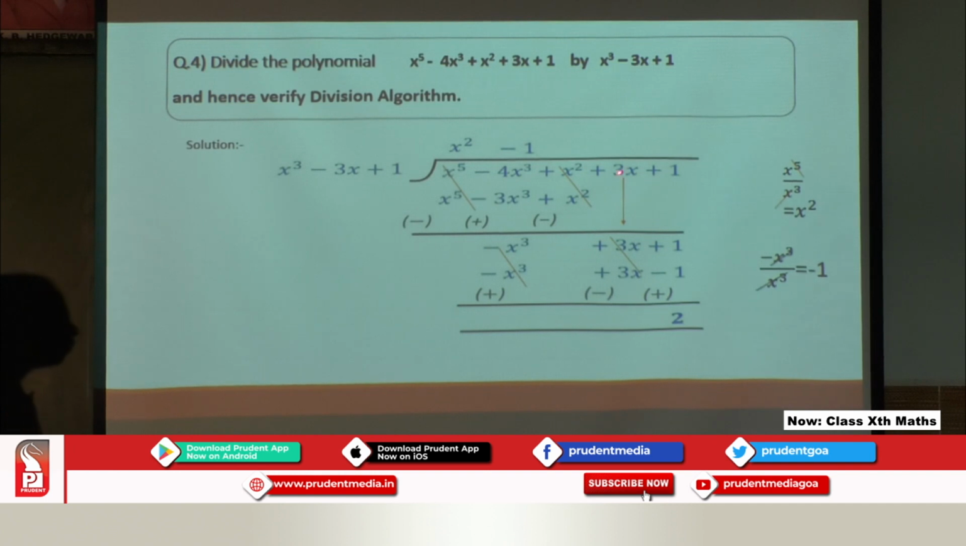Next we should bring down the 3x, and again 1 also we should carry down. Now here you can see the next term of the quotient is minus x cube. Again this first term of the dividend we should divide by the first term of the divisor.